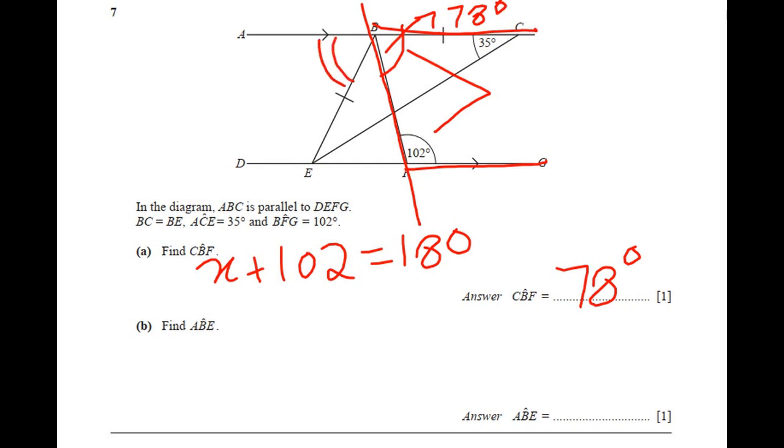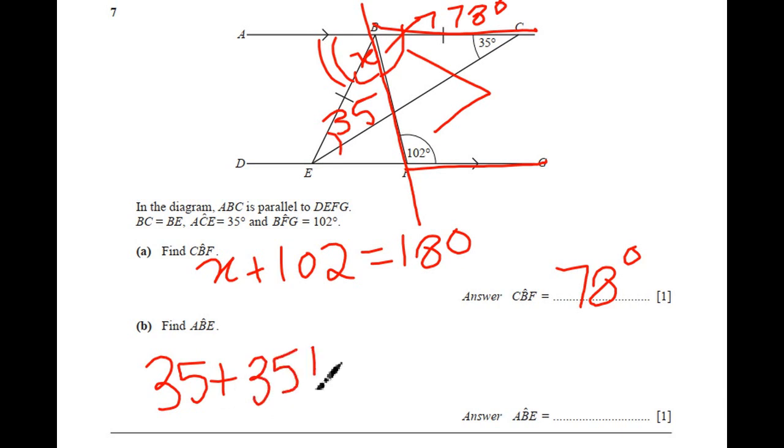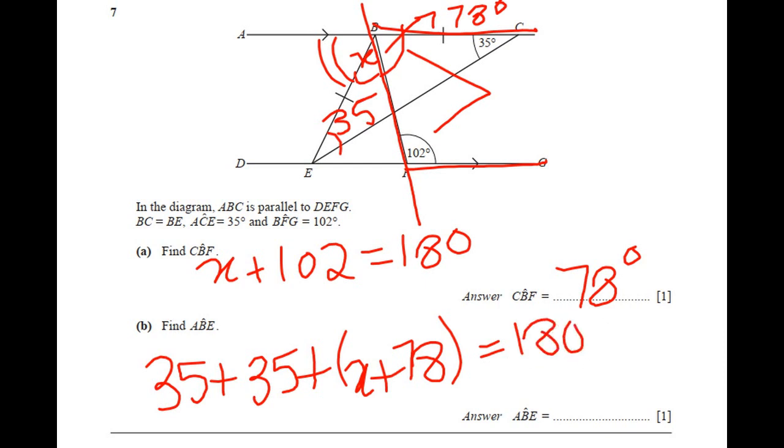Next we need angle ABE, this angle. Now, like I said, keep the isosceles triangle in mind. So if this angle is 35, then this angle is also 35. Now I can find this angle here. How? By adding 35 plus 35 plus x plus 78. The sum of interior angles of a triangle is equal to 180. So x will come out to be 32.